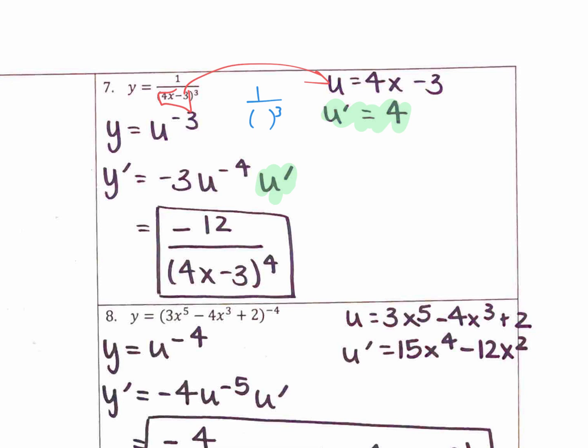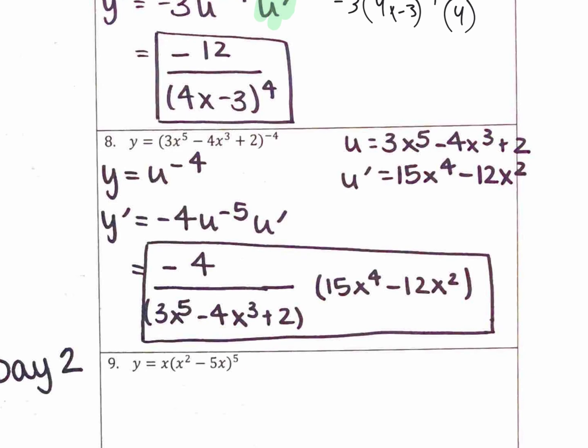So when we do that, we have negative 3 times our u function, 4x minus 3, to the negative 4th power, times 4. Negative 3 and 4 multiply to give me 12. This negative exponent gets flipped down to the denominator to become positive 4 down there.